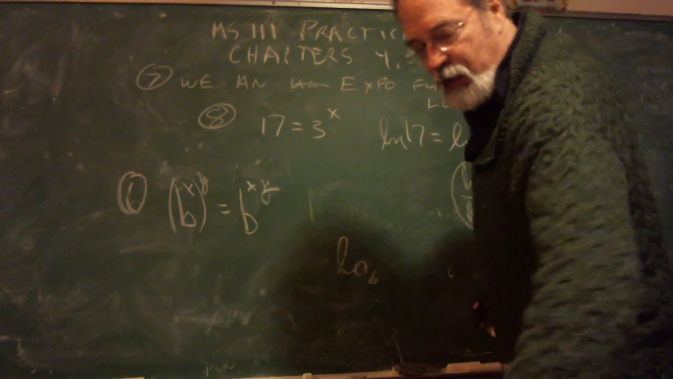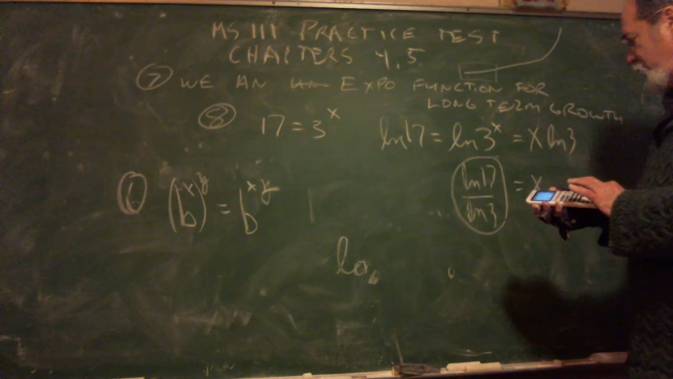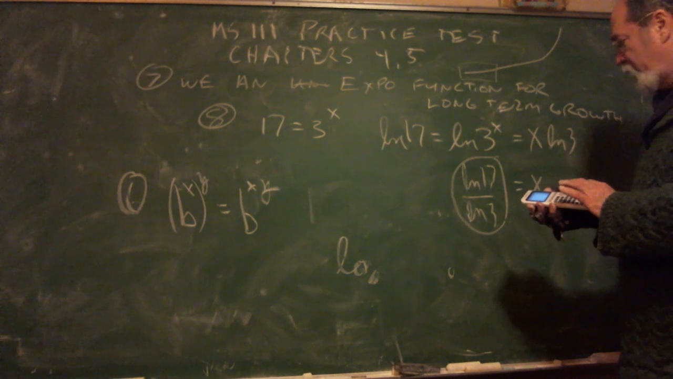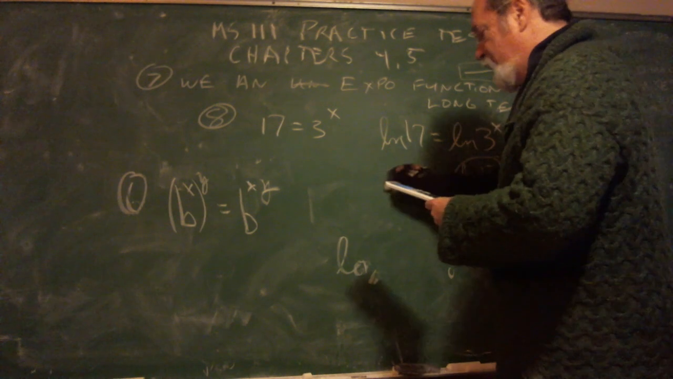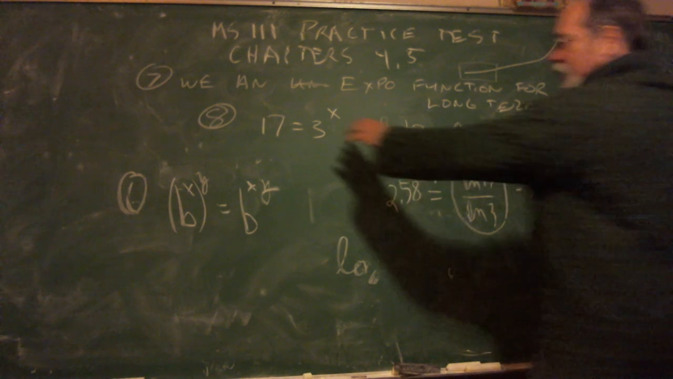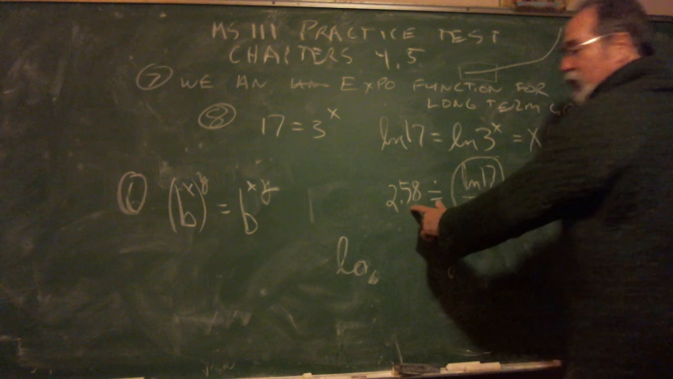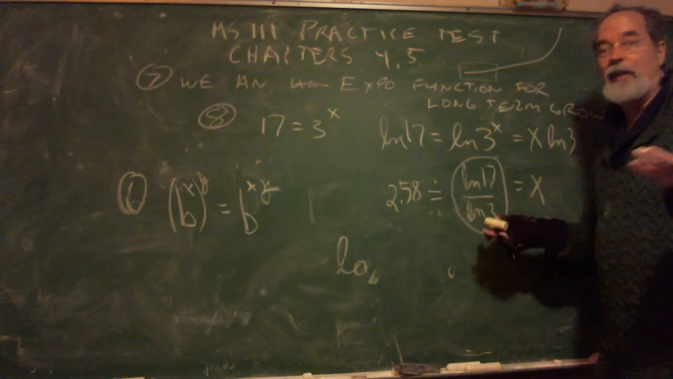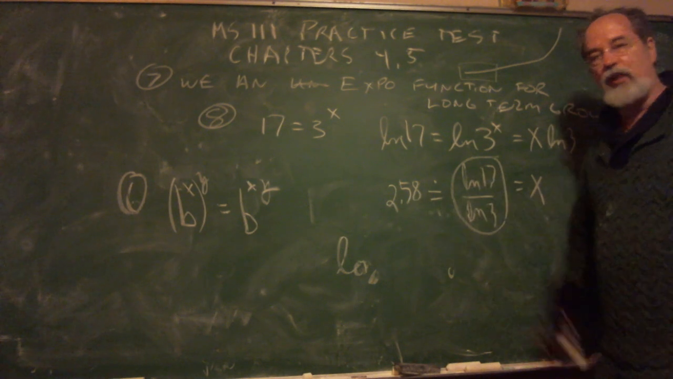But if you want an actual calculator problem, you do the natural log of 17 divided by the natural log of 3. And the correct approximation is 2.58. Now let's look at this problem. 3 to the second is 9. 3 to the third is 27. So 2.58 is a fine answer because it's between 2 and 3. You can try it on your calculator. Do 3 to the 2.58. You'll get very close to 17.